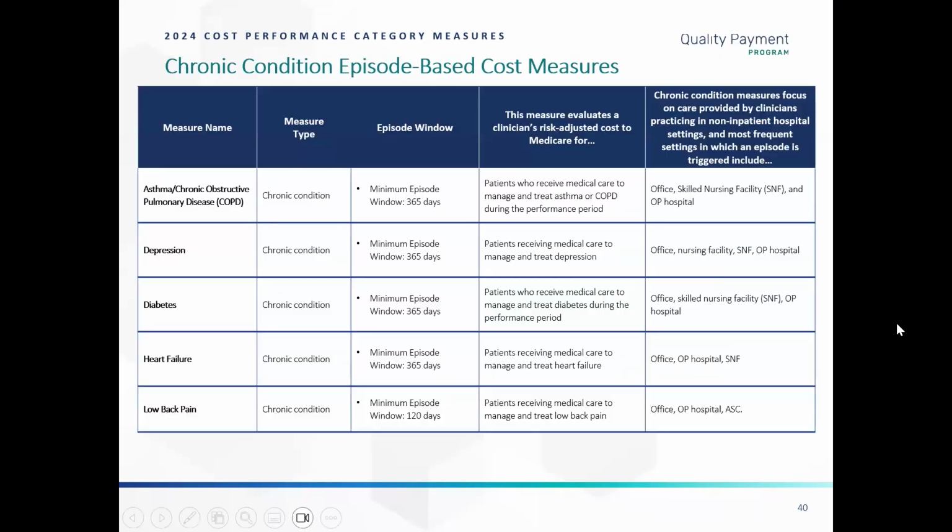There are 5 chronic condition episode-based cost measures available in 2024. They are asthma, chronic obstructive pulmonary disease, COPD, depression, diabetes, heart failure, and low back pain. All measures but low back pain have a minimum episode window of 365 days, while low back pain has a minimum episode window of 120 days.